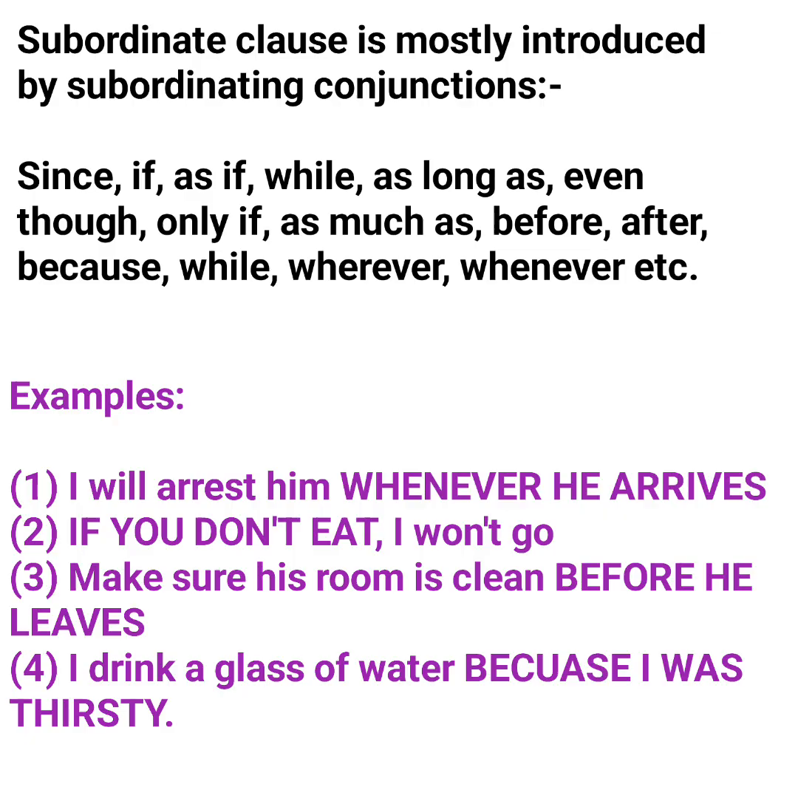A main clause can stand alone, but a subordinate clause cannot stand alone. A subordinate clause can easily be identified because it is usually introduced by subordinators. The same thing applies to the fourth example, for instance: I drank a glass of water because I was thirsty. Our main clause is "I drank a glass of water." That is the main clause, while our subordinate clause is "because I was thirsty."